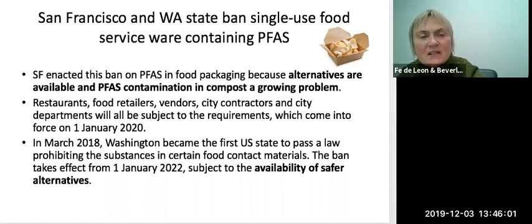And just to emphasize that states are also moving forward. In this case, the state of Washington has also passed a law prohibiting these substances in food contact materials. And again, they're doing a lot of scoping on availability of safer alternatives. Next, please.